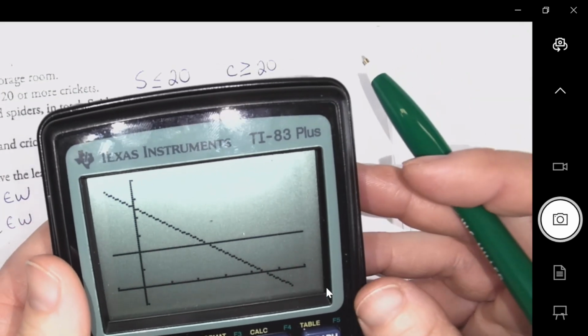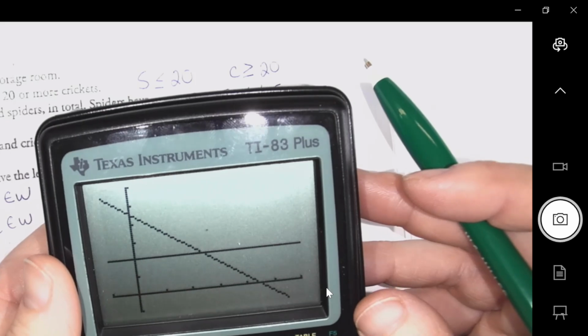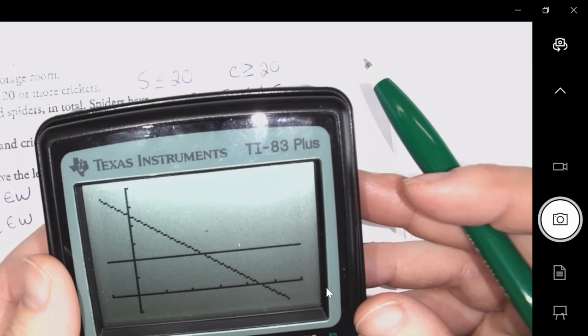I can't graph the vertical lines. I don't know a way of graphing those. I'm sorry. I should look that up. Yeah, I don't know how to graph that.